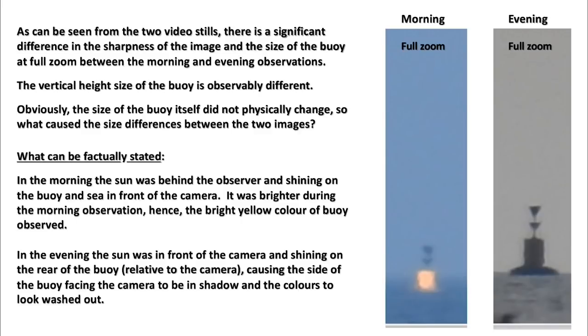In the morning, the sun was behind the observer and shining on the buoy and sea in front of the camera. It was brighter during the morning observation, hence the bright yellow color of buoy observed. In the evening, the sun was in front of the camera and shining on the rear of the buoy relative to the camera, causing the side of the buoy facing the camera to be in shadow and the colors to look washed out.